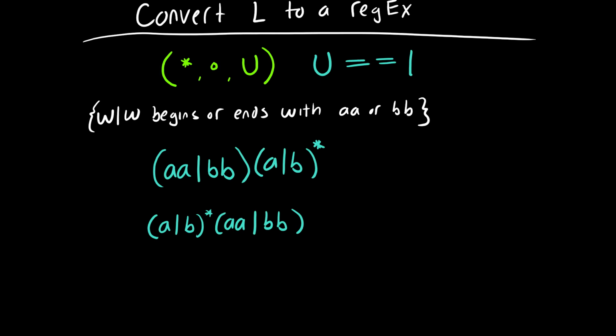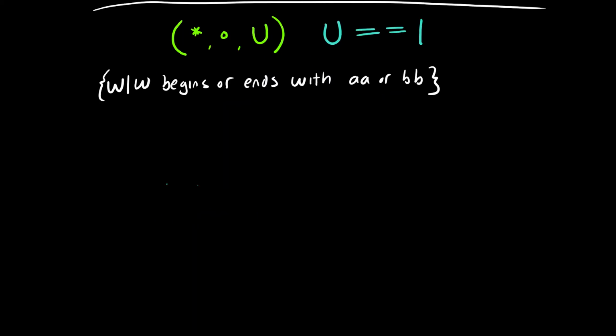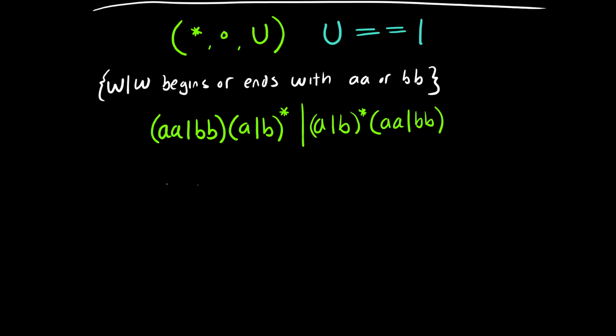Okay, so now we need to combine that together. And that's really, really easy because of this or: begins or ends with AA or BB. So what symbol do we usually use for or? Union, or this one that I'm using. And after we combine those with a union, we should have something like this, our regular expression.